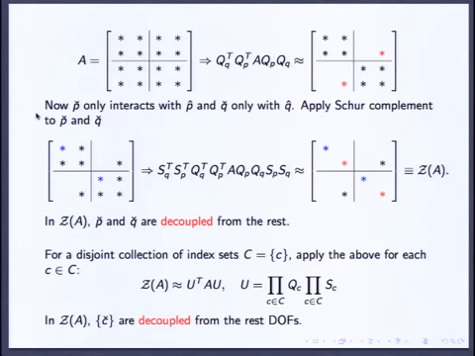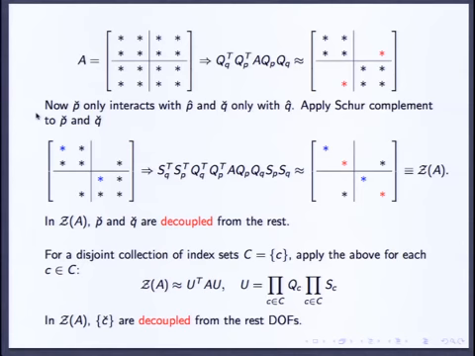P check and Q check are decoupled from the rest of the degrees of freedom. So when I talk about using it as a preconditioner, solving a linear system, applying it, they can be treated totally differently. So all I need to do is work on this 2x2 dense system instead of the 4x4 dense system.